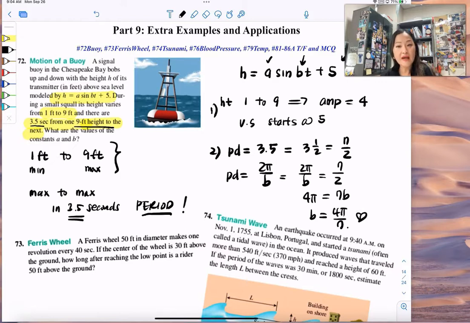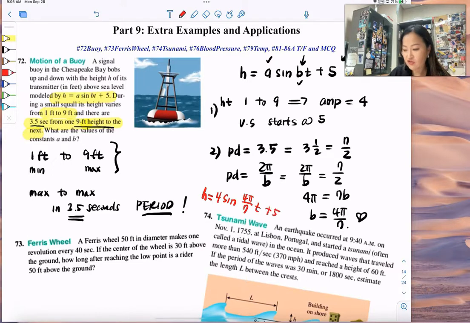So, wait, are we done? We are kind of done, right? We got the b now. So let's put it all together. I'll write it here cute and a little slanted. Height is equal to amplitude, which is 4 sine 4 pi over 7t plus 5.